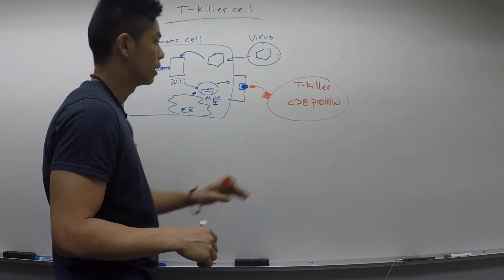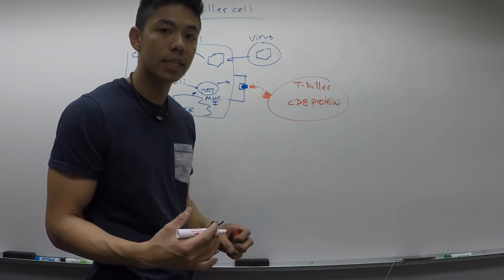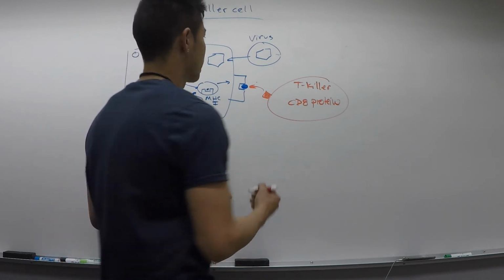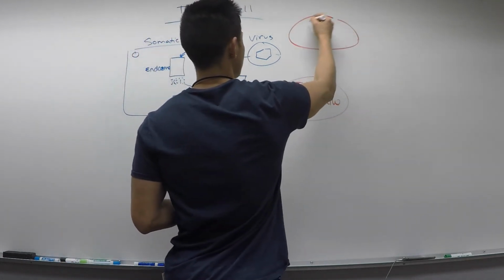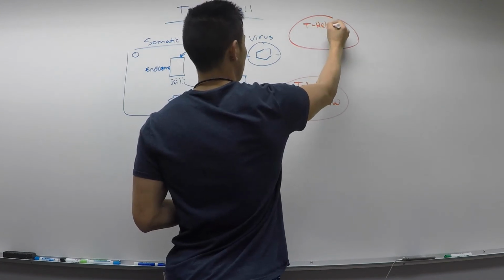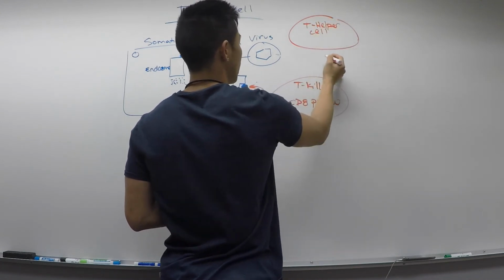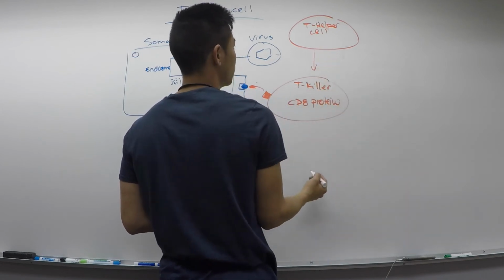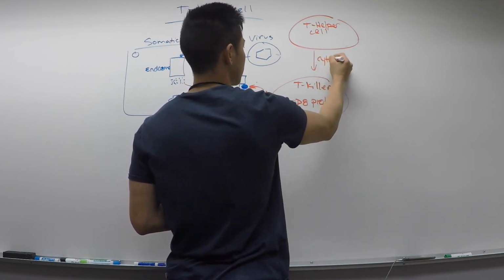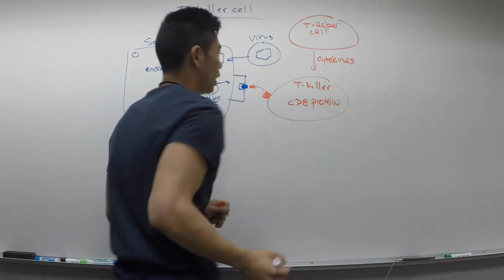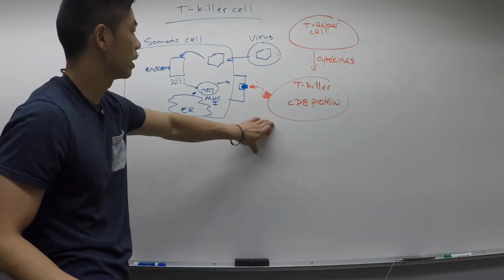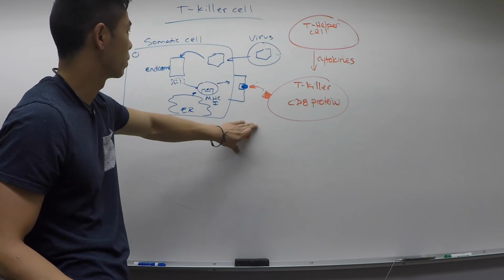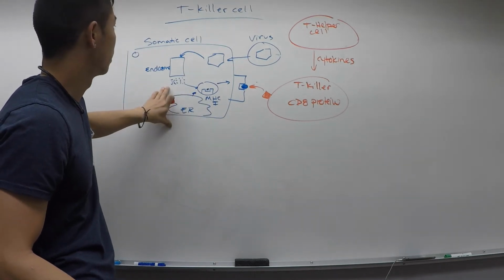The other thing is that the T killer cell is going to have to receive the signal from our CD4 cells. If you remember, our CD4 cells are T helper cells. So it's going to receive the signal from the T helper cells, and that's going to release cytokines. And now our T killer cell is going to be able to kill this somatic cell.